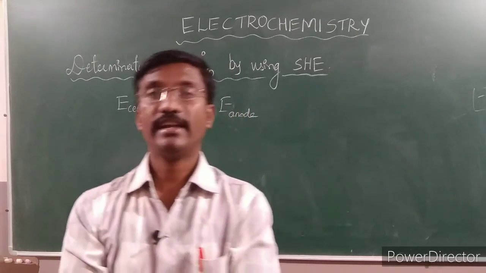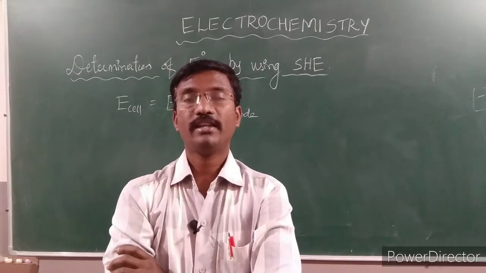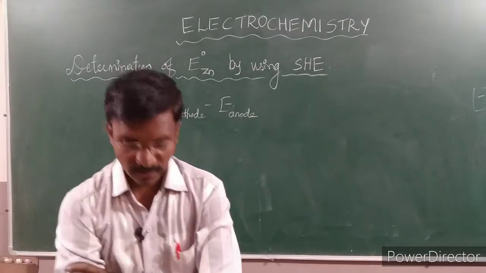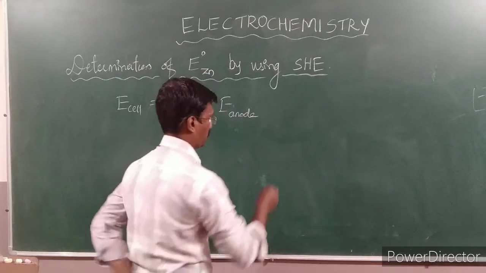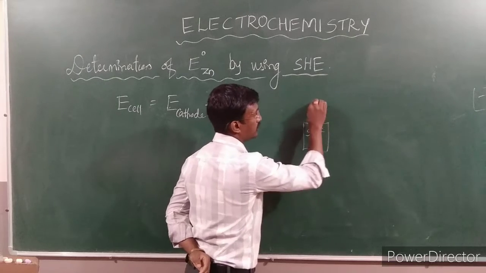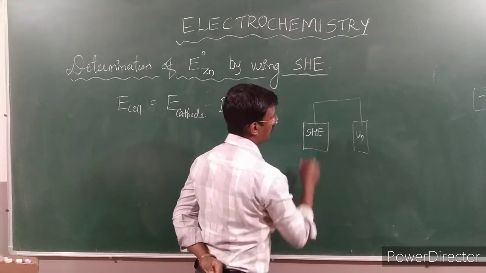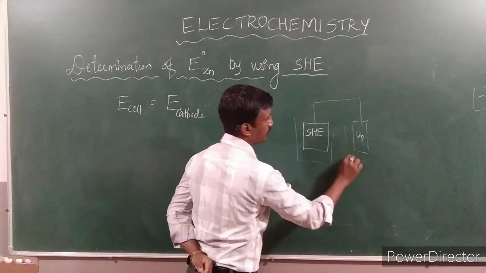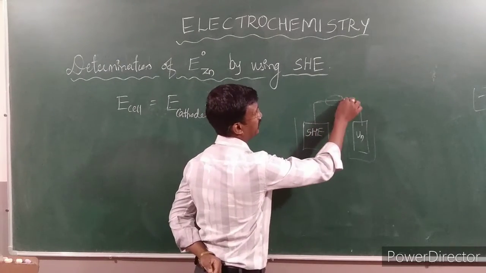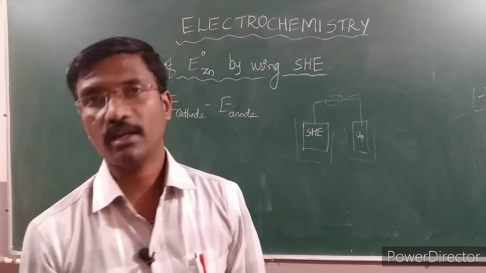The electrode potential of SHE is arbitrarily considered as 0. Whenever this SHE electrode is connected to another, unknown electrode, it is dipped in one beaker and the unknown is kept in another beaker. These are connected here and to the battery, and there will be a salt bridge, plug key and the voltmeter, everything will be there.